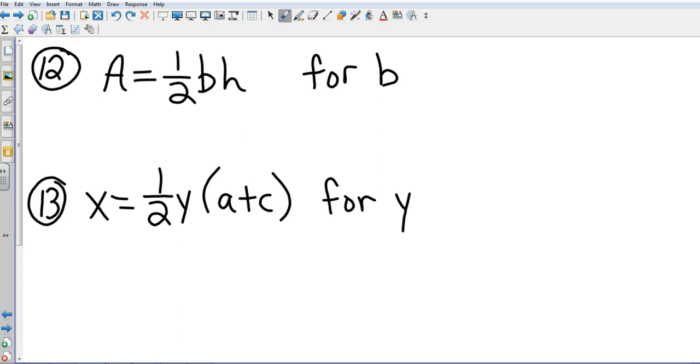Question number 12. Okay, if I'm going to get rid of the fraction first, how do I do it? Anybody? How do I get rid of fractions?